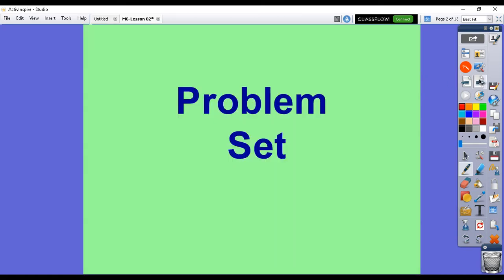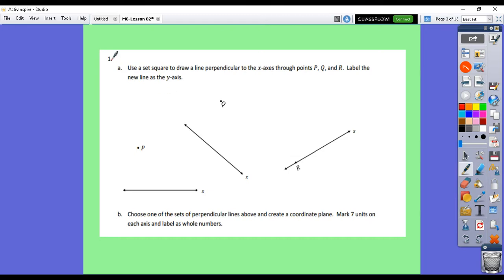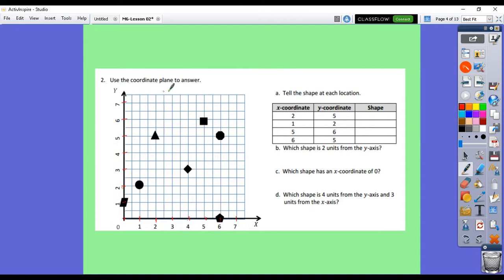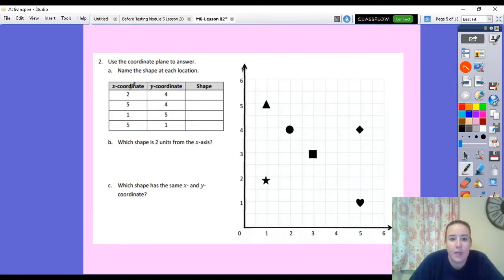So for your problem set today, I don't want you to do number 1. You're supposed to have a set square so you can make that y-axis on here, and we don't have that for you at home. On number 2, I'm going to do the homework example, which is pretty similar to this one, so that way you can see what we're looking for here. Problem 2, they've given us the coordinates, and we have to identify what shape is at those coordinates.